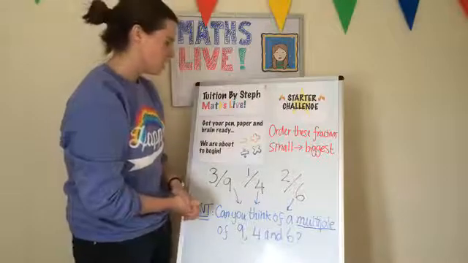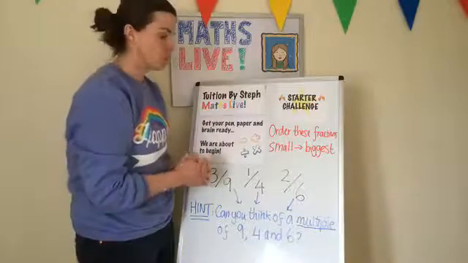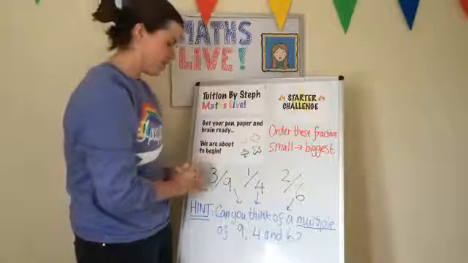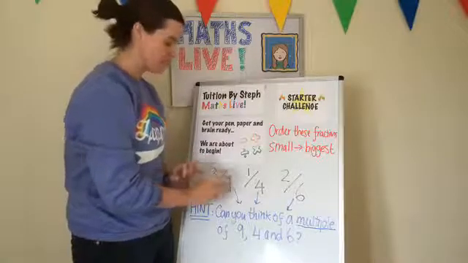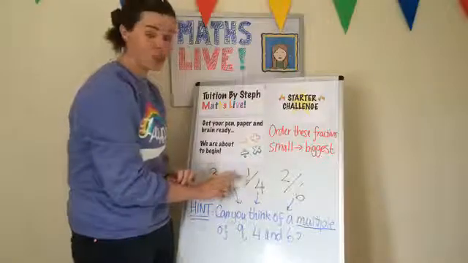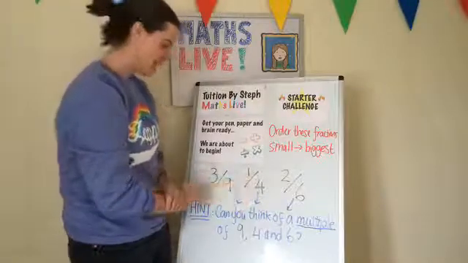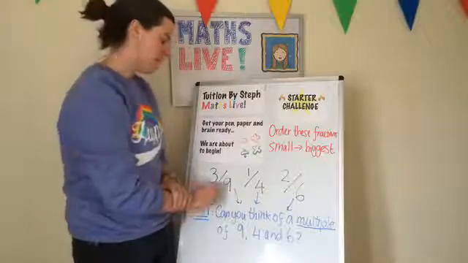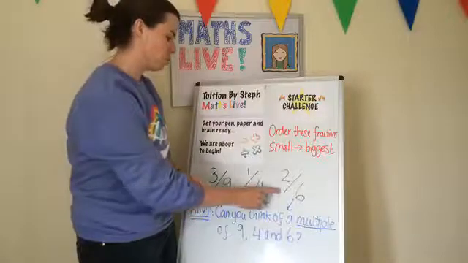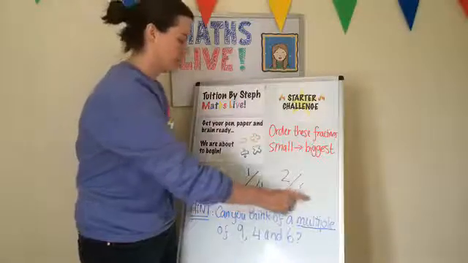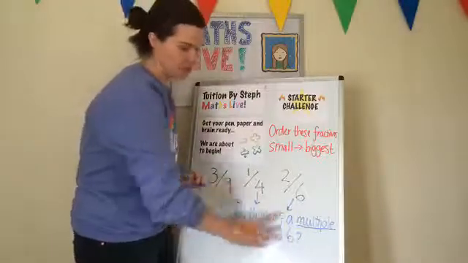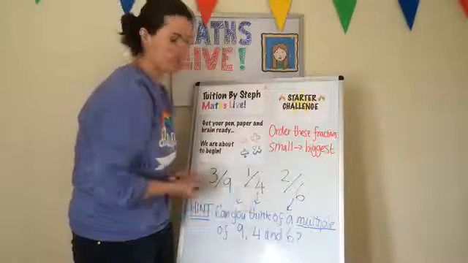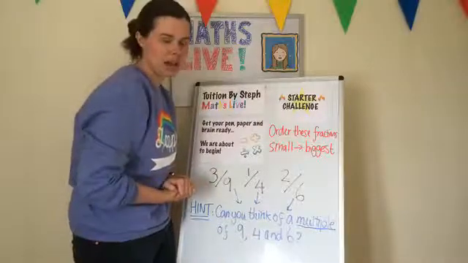Here's your starter challenge. You've got to order these fractions from smallest to biggest. We've got 3 ninths, 1 quarter and 2 sixths. Now remember, yesterday we were comparing 2 fractions. Today I've given you 3. The hint I can give you is to think about a multiple of 9, 4 and 6 to be able to do this. Can you think of 3 new fractions that have a common denominator in order to let you compare them? I'll let you give it a go.